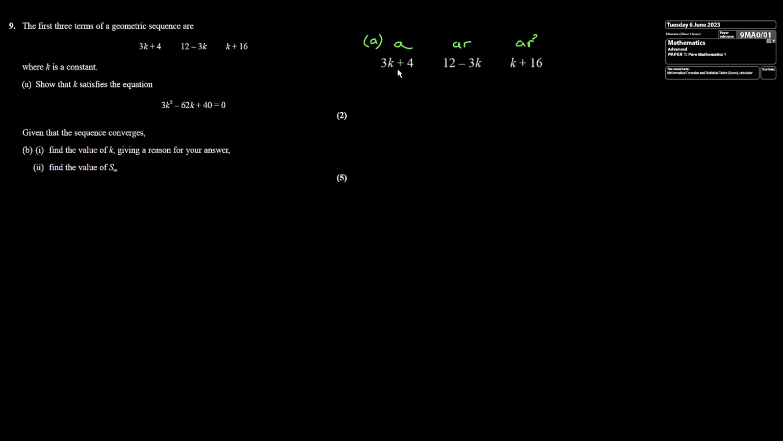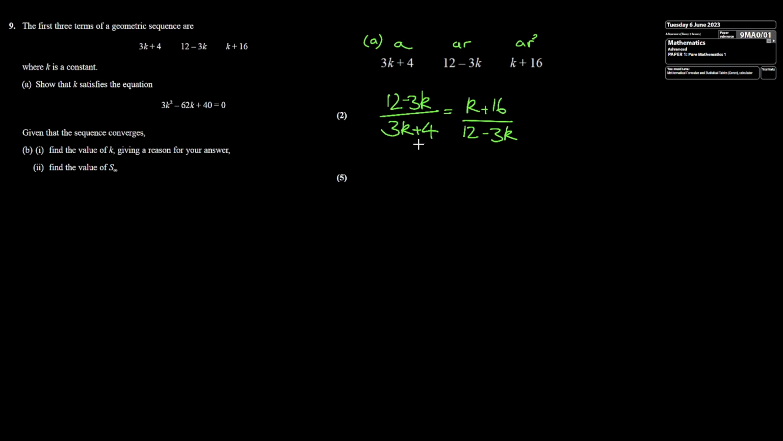So I've written out the three terms that they've given us, and above it I've written what the terms represent. This is a, ar, and ar squared. Now, if I divide the second term by the first term, ar divided by a, I will get r. Equally, if I divide the third term by the second term, ar squared divided by ar, I will also get r. So I can set up an equation, because they are both giving r, in terms of k.